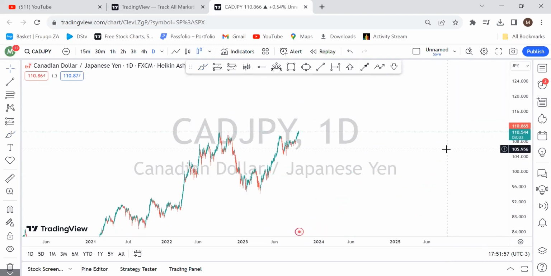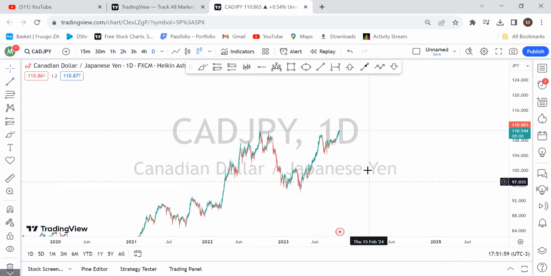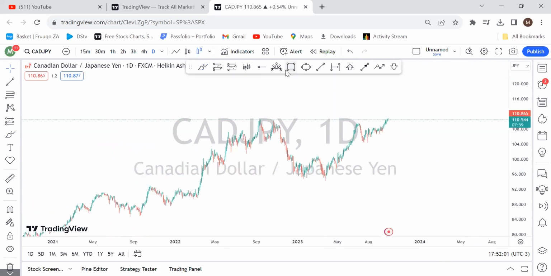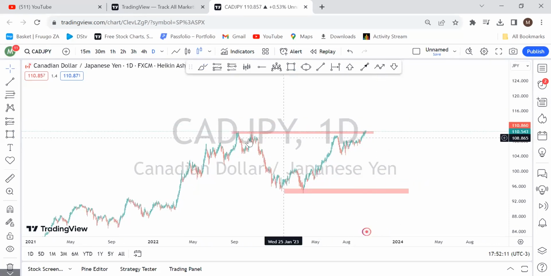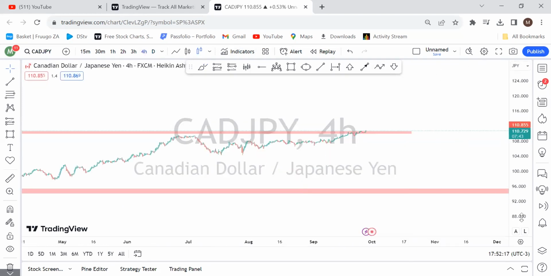So we are in the daily time frame, right? What you need to do is spot your low, get your high. So you can see the price is actually reaching or trying to break this high. So let's go down to the 4-hour time frame and see what we have.